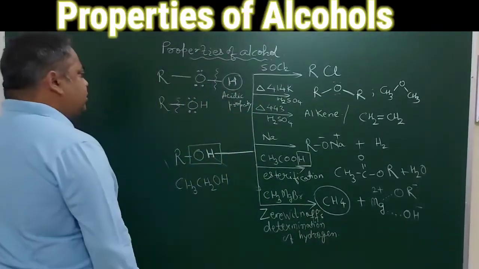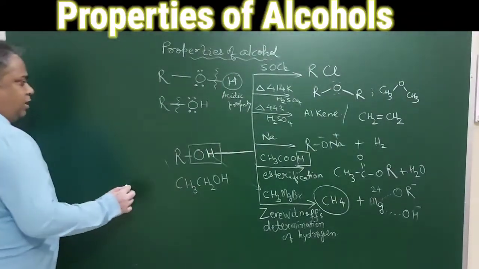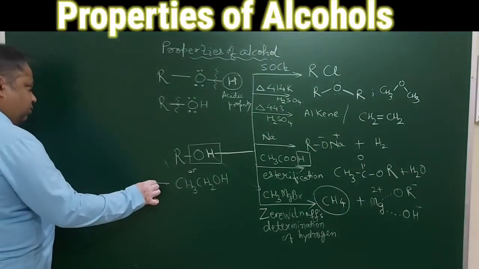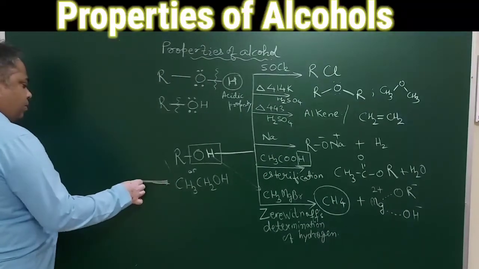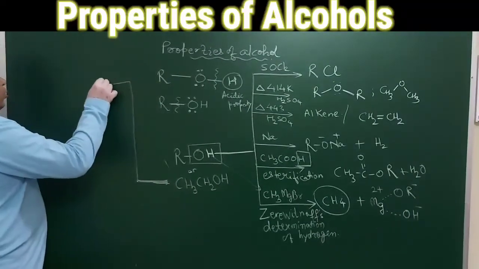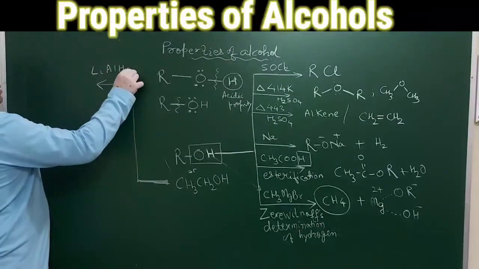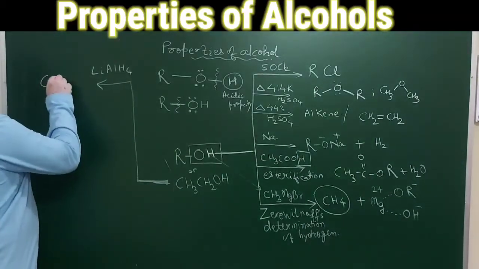What if we reduce it, and what if we oxidize it? Now here we will need to take a specific example. So we can take this as a specific molecule. If you reduce it with lithium aluminum hydride, this is a very common reducing agent which we have to remember, it will form ethane back.